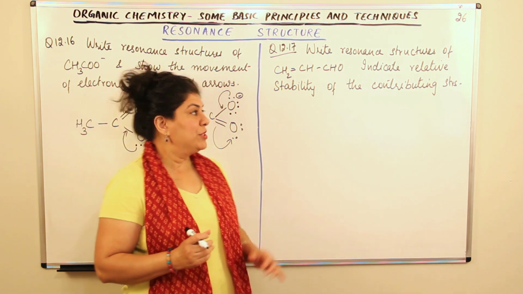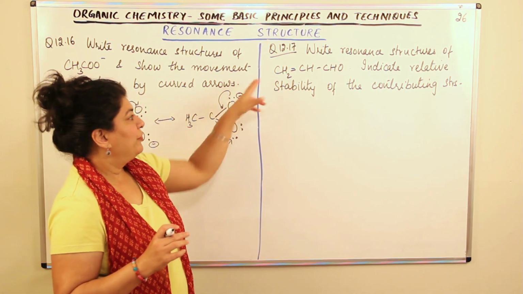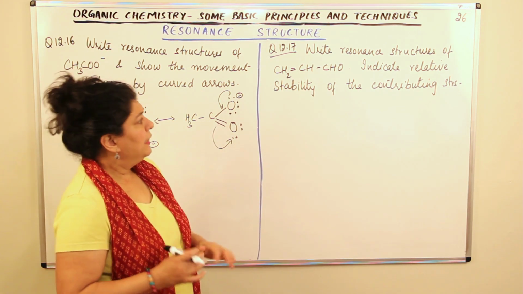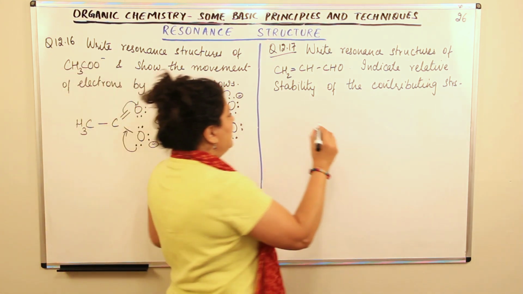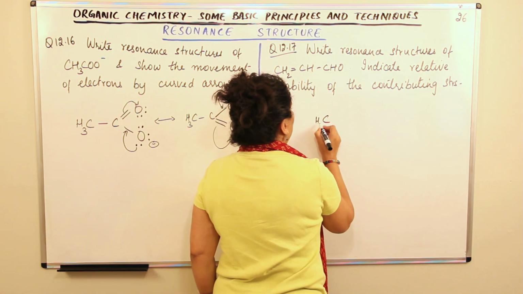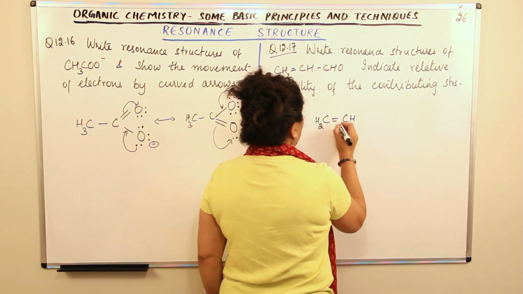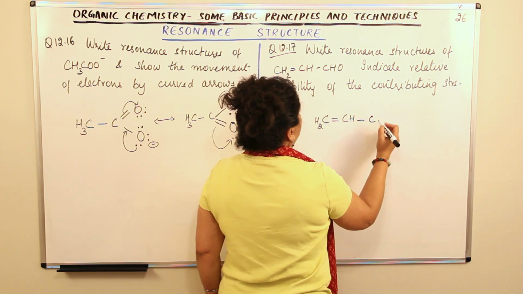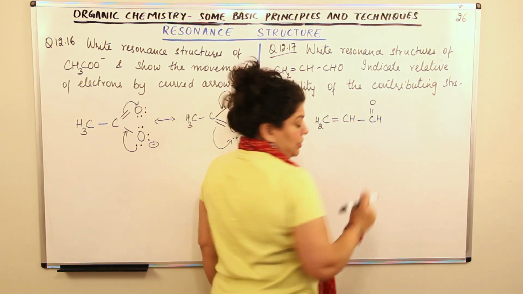Let us now come to the next question, that is question 12.17. You have to write the resonance structures of this molecule, that is CH2 double bond CH-CHO. And you have to indicate the relative stability of the contributing structures. So let us first write the structure in the middle. You have CH2 double bond CH. We'll assume that the H is here and the bonds are between carbon and hydrogen, but oxygen has a double bond here.